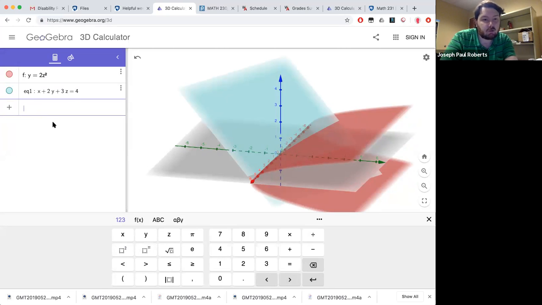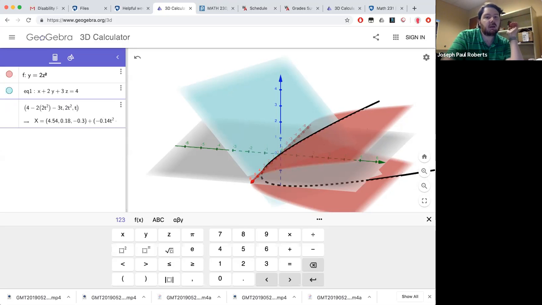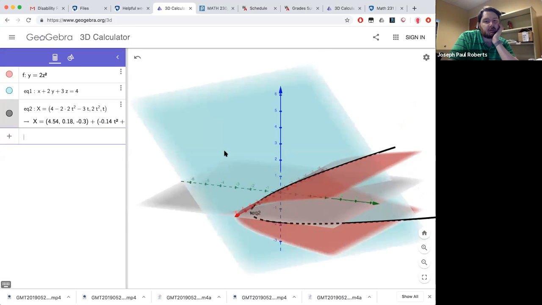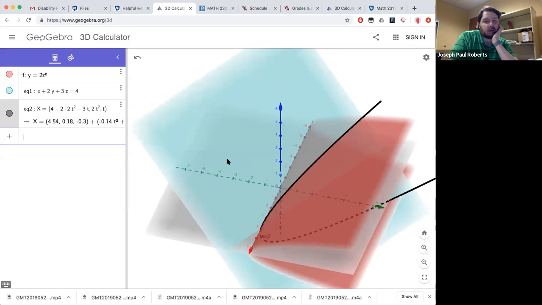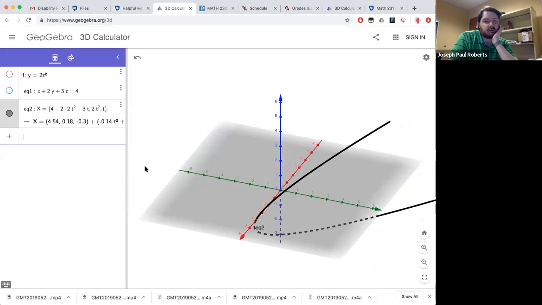I'm pretty sure we decided x was 4 minus 2 times 2t squared. I could have written that as 4t squared, but whatever, minus 3t, comma, 2t squared, comma, t. And what do you know? There we go. It's pretty neat that you can see this black curve is precisely the points that we wanted to talk about.